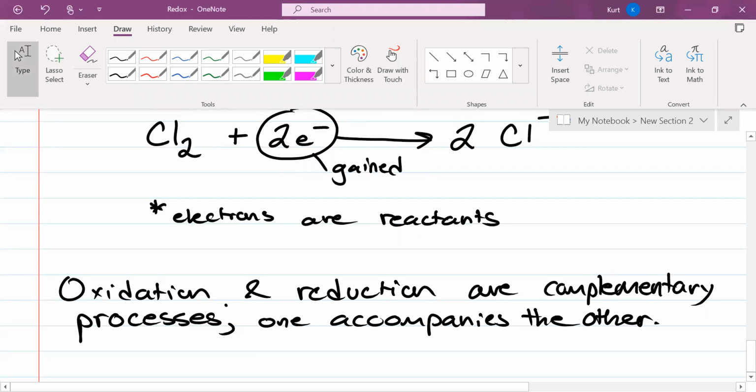Why is it called reduction? Tell me one more time. Even though you're gaining electrons, you have to remember it's the electrons that you're gaining. Your charge is going down.